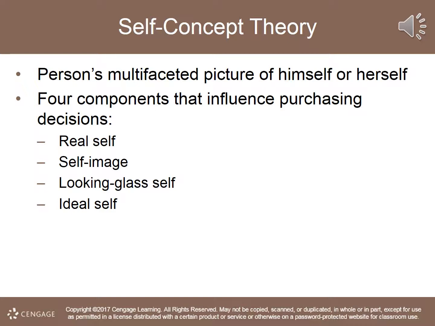4. The ideal self. This serves as a personal set of objectives because it is the image to which the individual aspires. When making purchase decisions, consumers will more likely choose products that move them closer to their ideal self-images. Marketers can use this knowledge to convince consumers that buying certain products will move them closer to their ideal self-images.